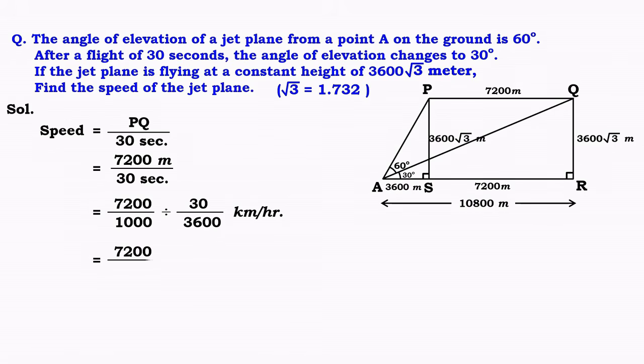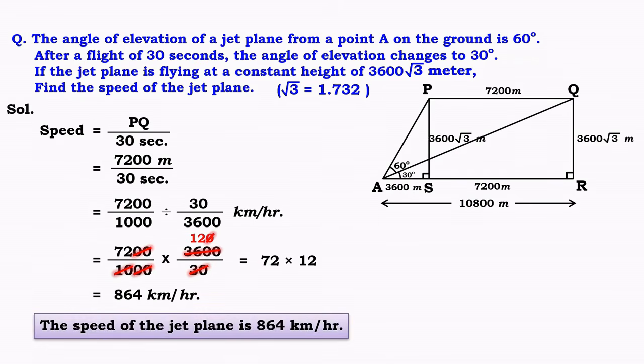Simplifying, speed is equal to 72 multiplied by 12. Therefore, speed is equal to 864 kilometers per hour. Hence, the speed of the jet plane is 864 kilometers per hour.